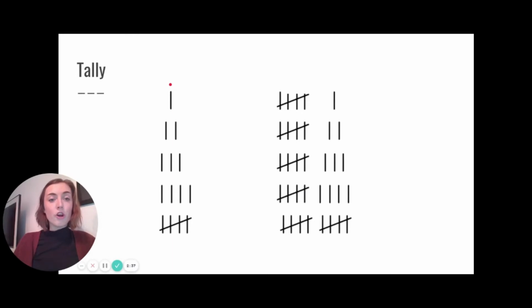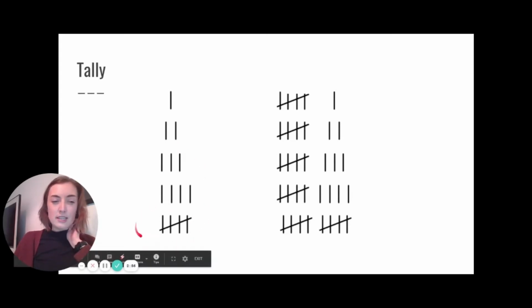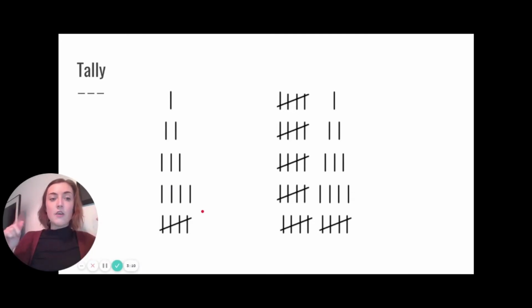So if 1 car drove past, I would do 1 line, show 1 car. If another car drove past, I would draw another line next to it to show 2 cars. A third car drove past, I would draw another line, show 3 cars, and so on. When you get to the number 5, it looks a little bit different. The number 5, we draw a line over our 4. So this is 4 here, and then when we get to 5, we draw a line over it.